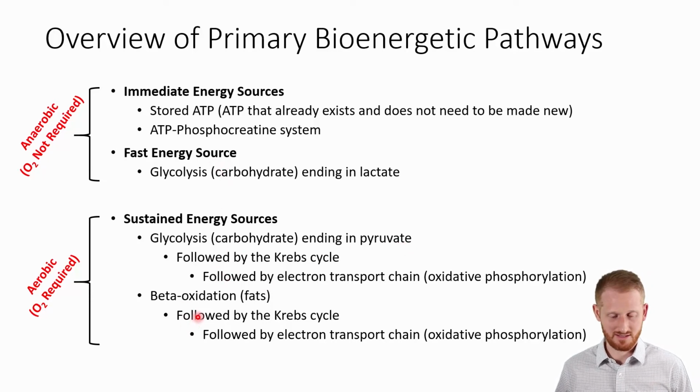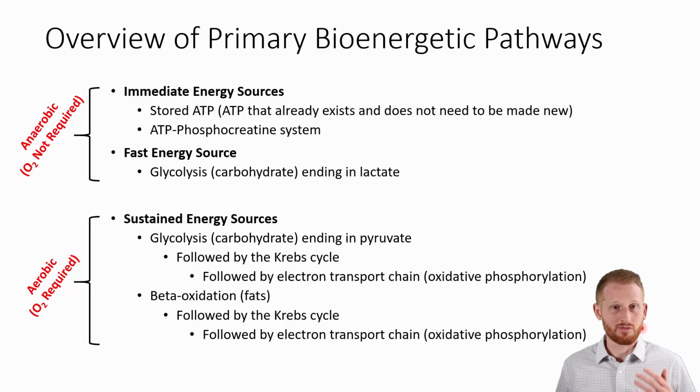Let's talk about fats. All right, so the process of making energy from fats is beta oxidation, and this is going to be creating some molecules that will go also into the Krebs cycle, just like the aerobic version of glycolysis did. And so it goes into the Krebs cycle and then eventually into the electron transport chain, and it produces a lot of energy that way.